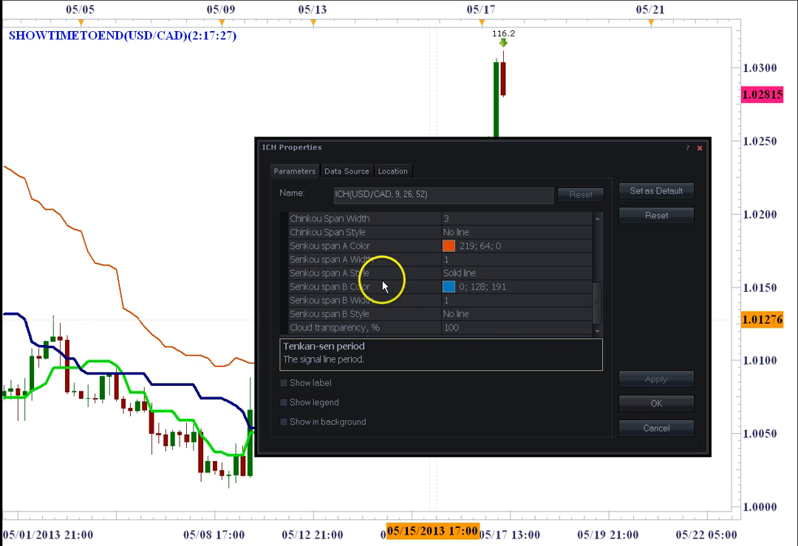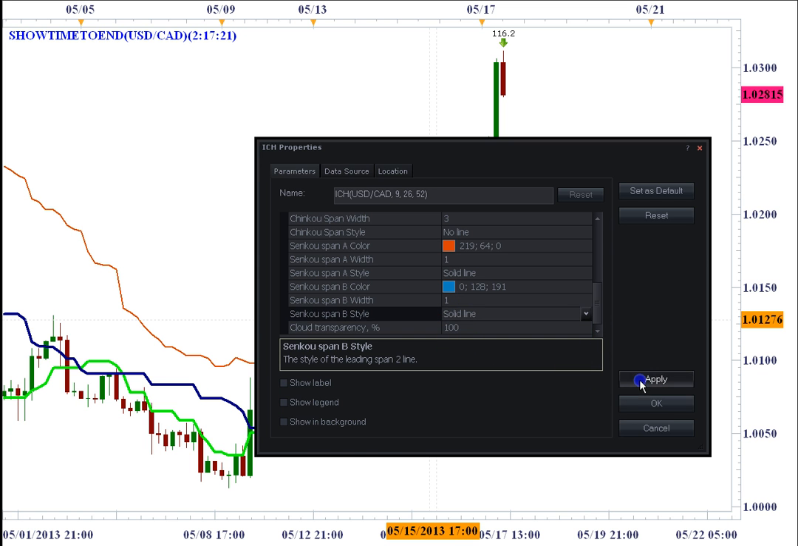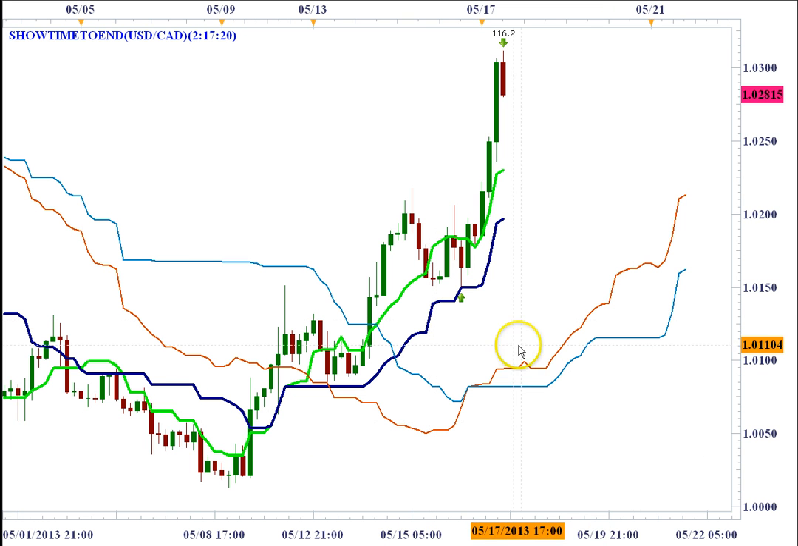So Senkou Span B, we want a line, solid line. Okay, so now here's Senkou Span B, and here's Senkou Span A. Now B is the blue one, A is the brownish one. Now in between these would be the color of the cloud, but I'm going to show you that once I just explain these lines again.